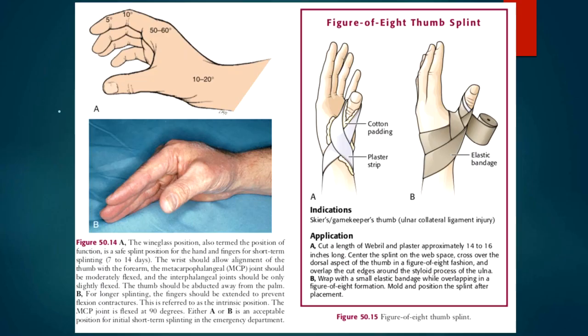So here's a figure of eight thumb spica that you can do. This is for skier's or gamekeeper's thumb if you're concerned for that ulnar collateral ligament. So you want to make sure that you've got your hand kind of sitting there in that wine glass position as demonstrated. And then you just kind of put your cotton padding down and your plaster strip, and then you bandage that up really well.